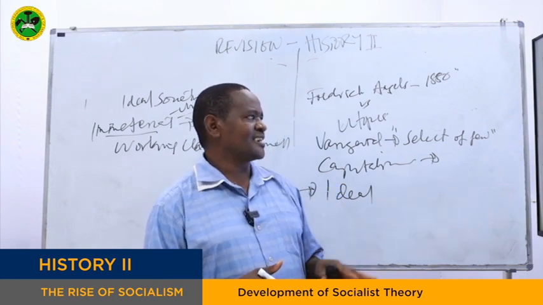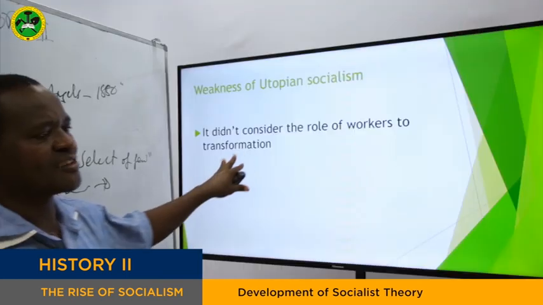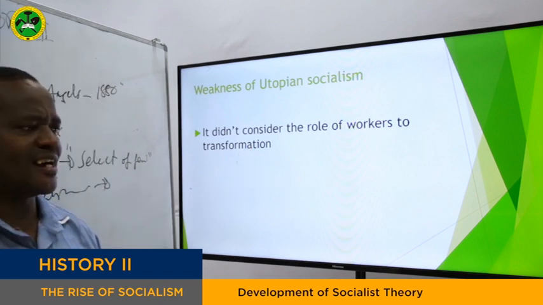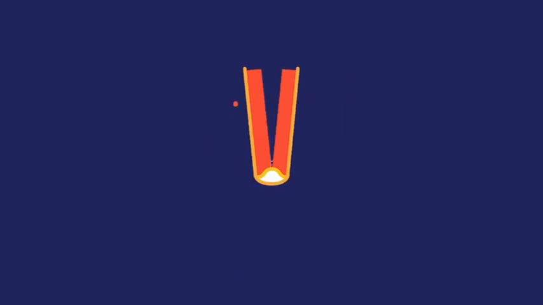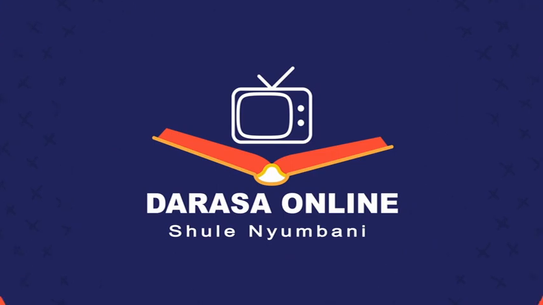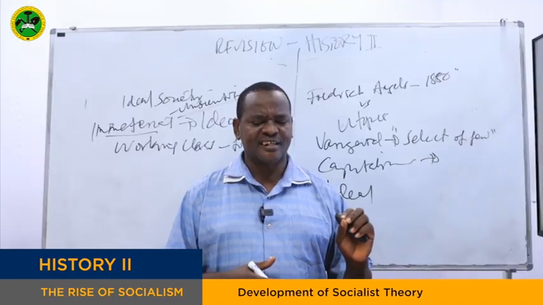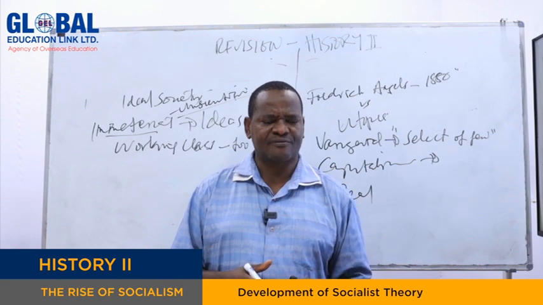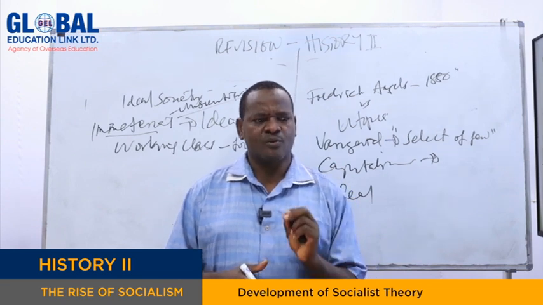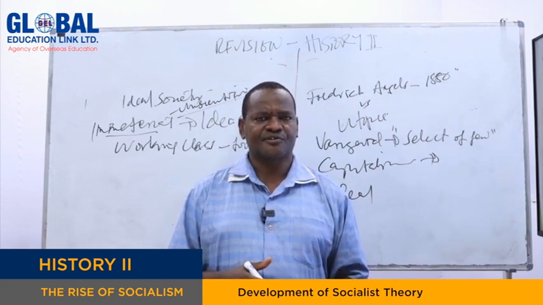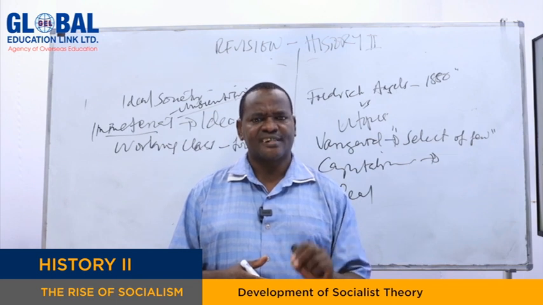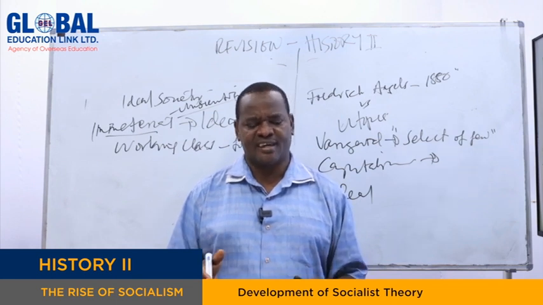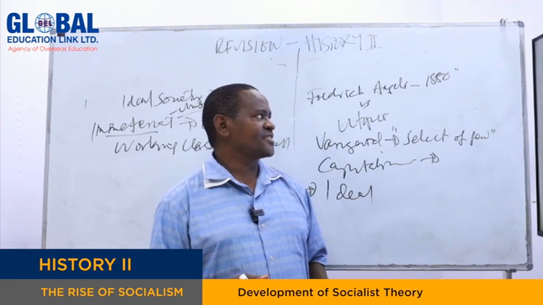So that's why we say they didn't consider the role of workers in transformation, as we came to see with the scientific socialists. The role of workers is very important because they are the ones who suffer and are exploited, so they are the ones who are going to bring changes, because consciousness and awareness come from them before anybody else. So that is another weakness.